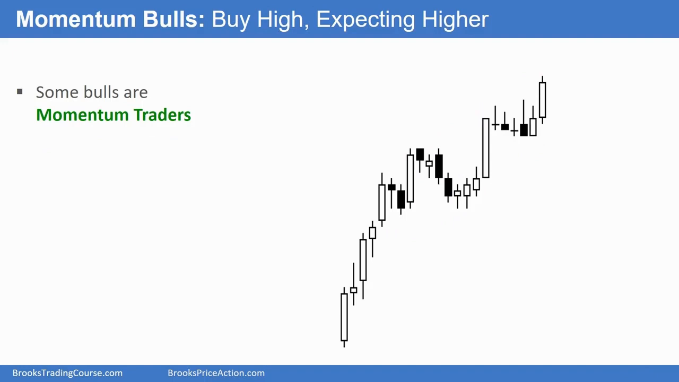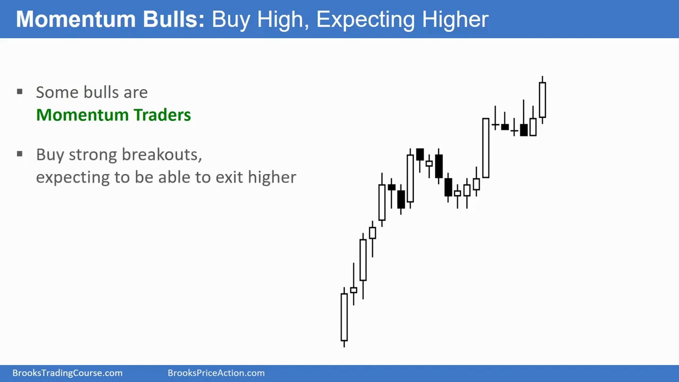A lot of bulls are momentum traders. By momentum trader, what they see is the market going up and they buy because it's going up. And that's all they care about. And they just keep buying as long as it keeps going up. During strong bull breakouts, they're momentum traders. They're buying for any reason.